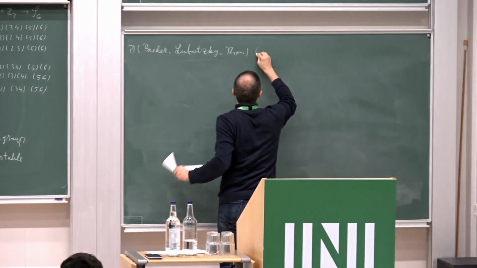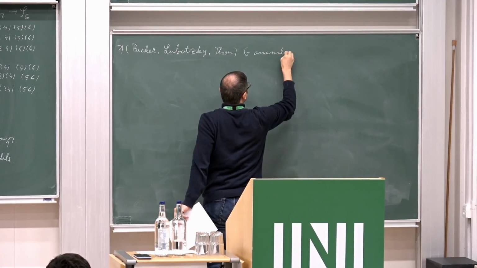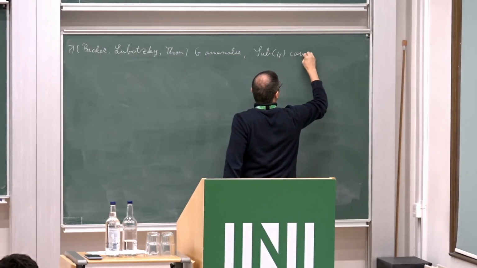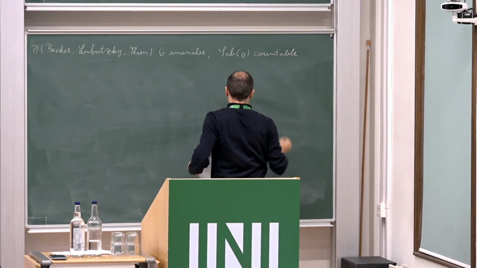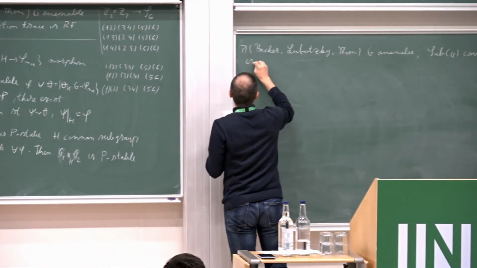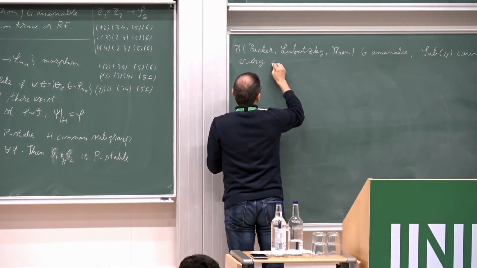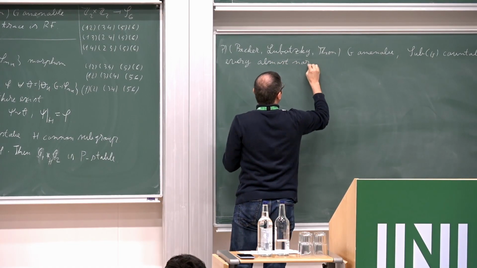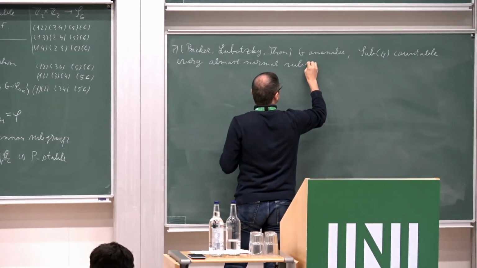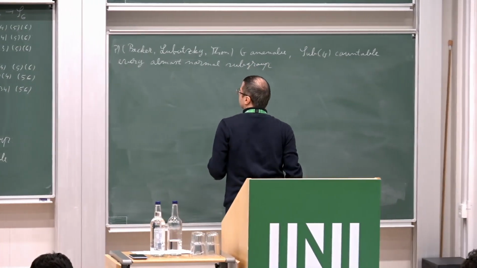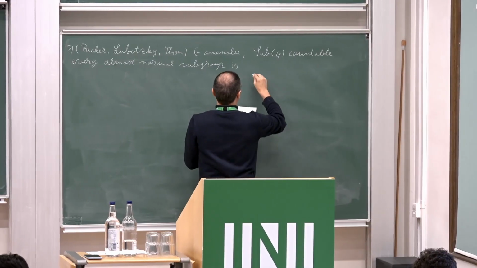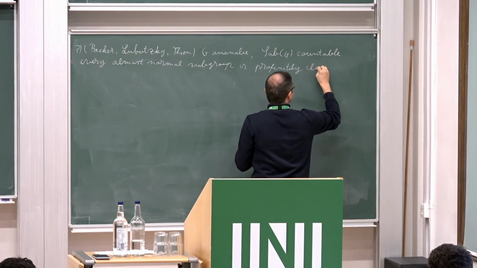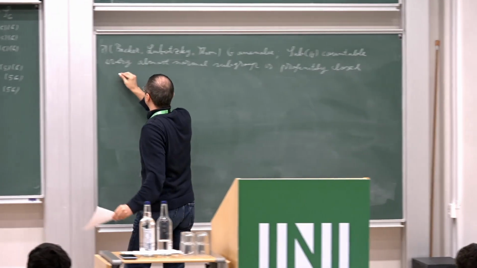That if you have an amenable group with countable subgroups, and every almost normal subgroup is profinitely closed, then G is stable.